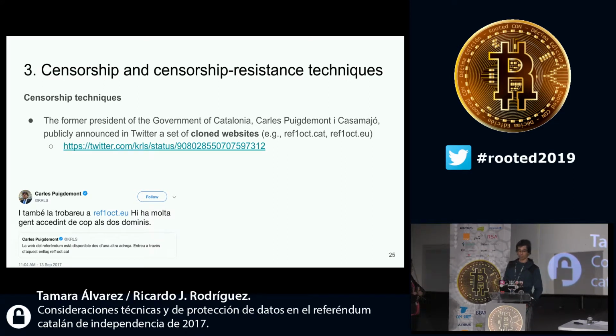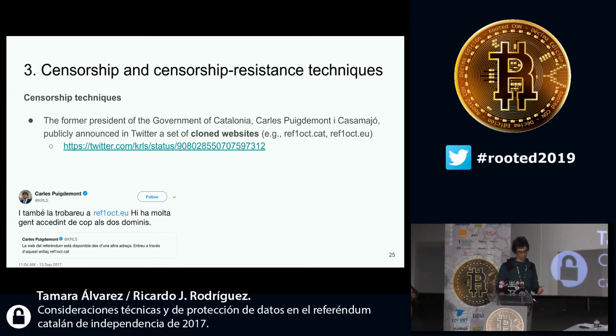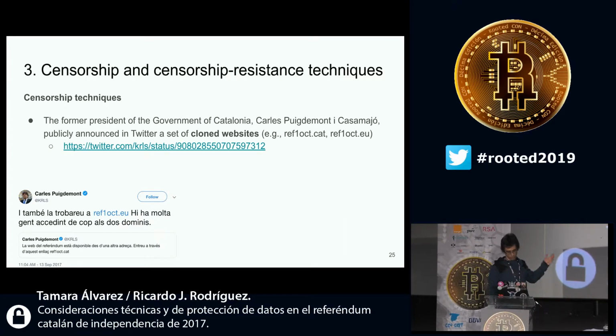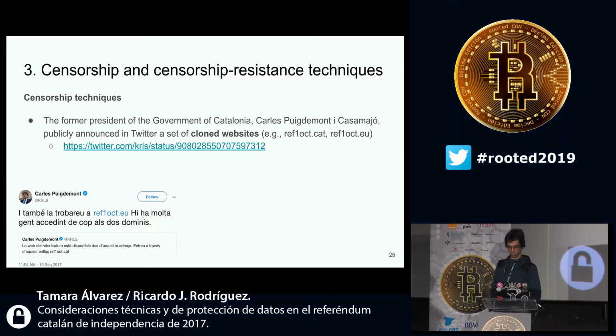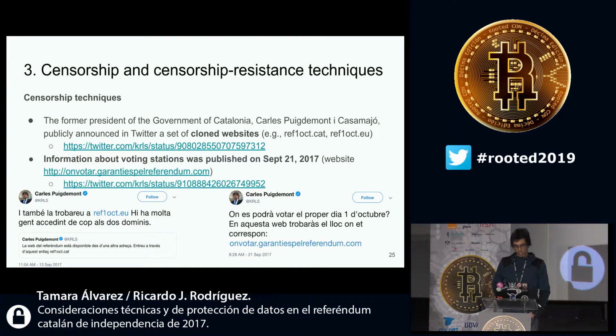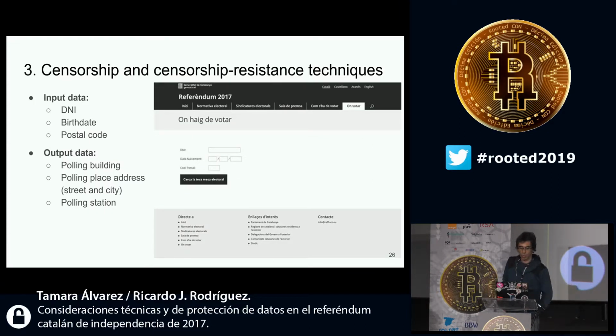Put them on, announced in Twitter a number of web pages that were a copy of the one that had just been blocked. These are the two examples. Rev1 Oct, and that's where he announced where you could access that web page. Just a bit later, a week later, there was information about another web page where you could inform people directly where they could vote, and this is the first time in which it was made public through the Twitter account of Carles Puigdemont.